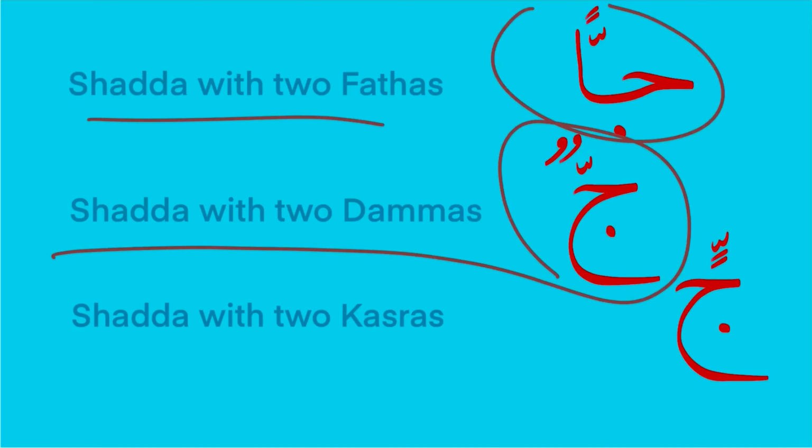How about when you have a Shadda with 2 dhammas? Jun, jun. How about Shadda with 2 kasras? Jin, jin. I hope you got them all right. Let's practice. How do you pronounce this one? The JEEM letter is attached to a Shadda with tanween fatha, and we have to add the silent long vowel alif here. The pronunciation will be jan, jan. What about this one? The JEEM letter is attached to a letter before, jan, jan.